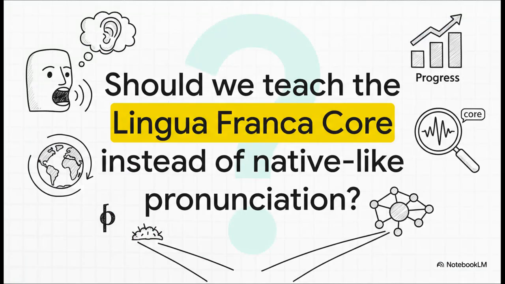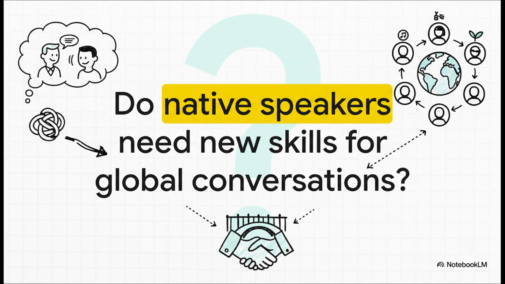So let's start with the classroom. If being understood is the real goal, should schools still be spending countless hours drilling students to perfect a th sound? Or should they focus on teaching that lingua franca core, the skills that we know actually make communication clear? And here's a fun little twist. This isn't just about non-native speakers. What about the native English speakers? Do they have a responsibility to learn new skills, to learn how to accommodate, to maybe stop using such complicated idioms, and to speak more clearly in conversations where they are, in fact, the linguistic minority?